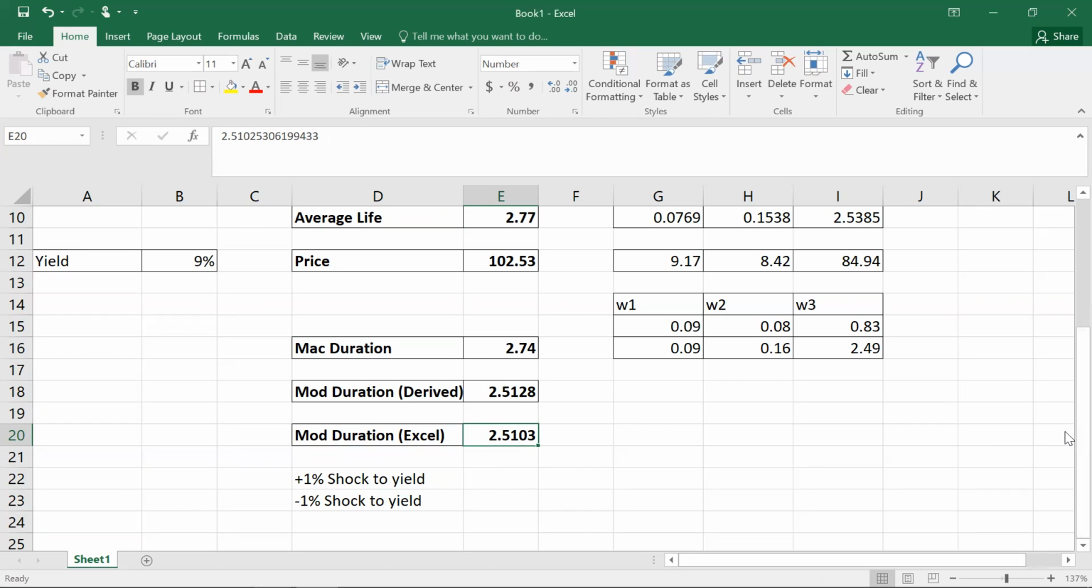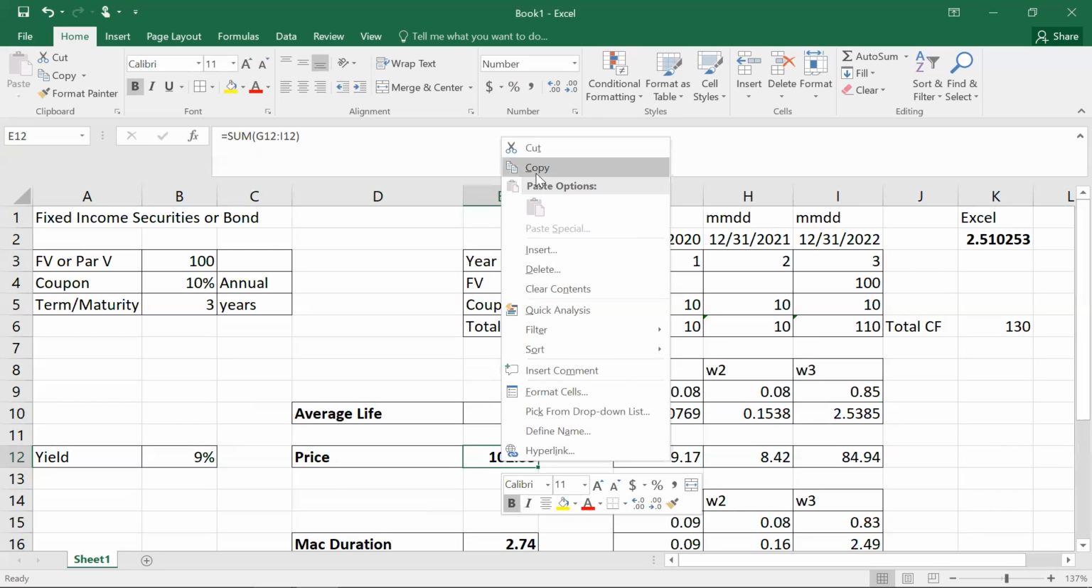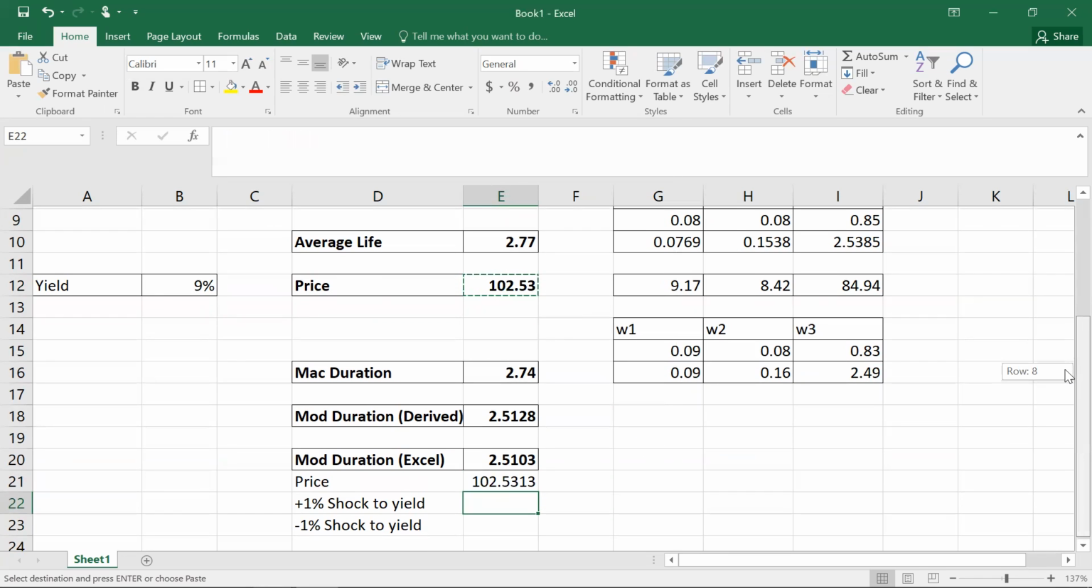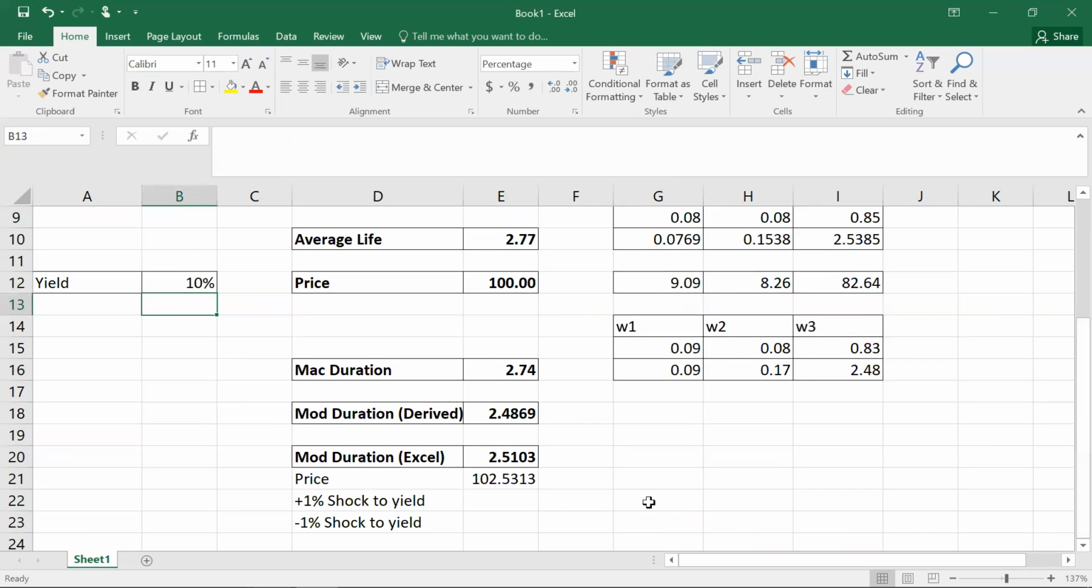Now, what is the price of the bond? I will cut and paste here, then do a paste special. Suppose the interest rate increases by 1%. Now you change the yield to 10, and since I have already plugged in the formula, you will get the value. The price will become 100 if you increase it by 1%.